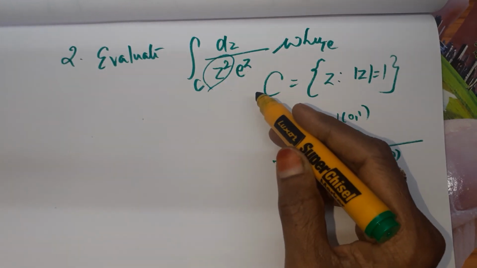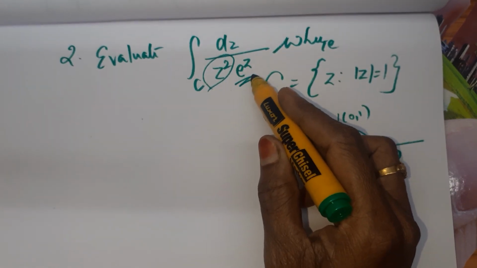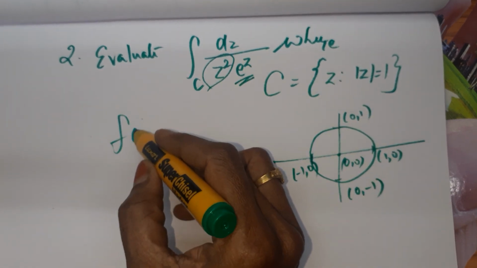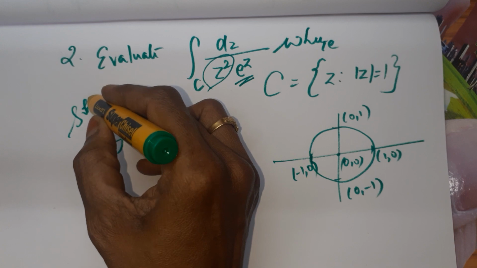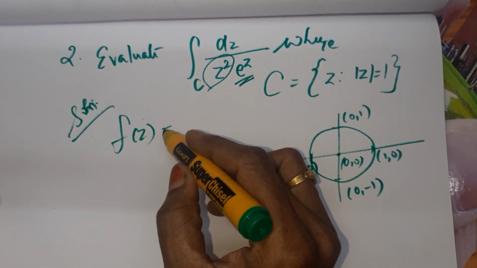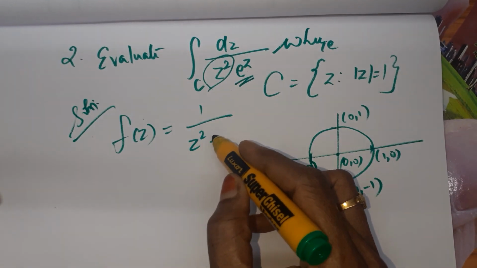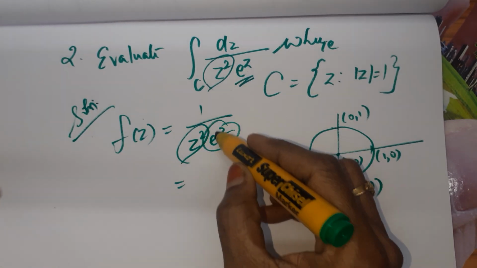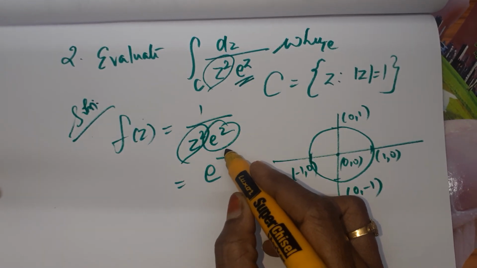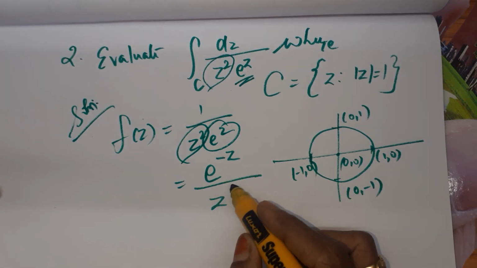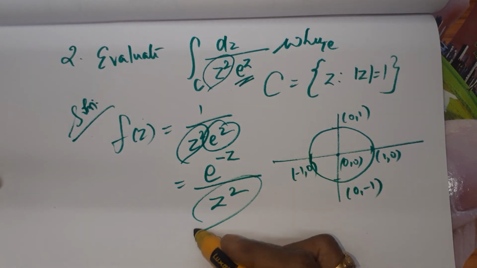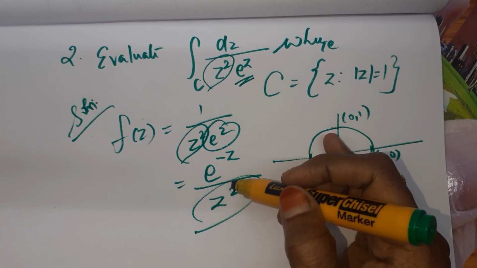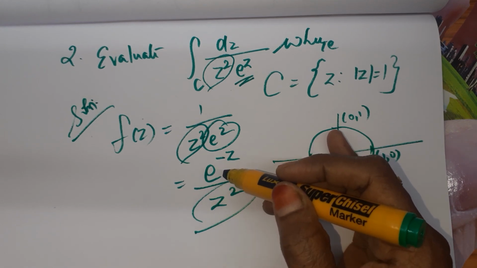Only for this term can we calculate the pole, not for the dz. So I can rewrite it leaving dz, and whatever term we have, let it be f of z. So f of z is equal to 1 by z squared e power z. For this one alone we can calculate the pole. So I can take e power z to the numerator as e power minus z into z squared. If it is like this, we can calculate the pole from it. If e power z is kept in the denominator, we cannot calculate the pole. So we are taking that to the numerator.